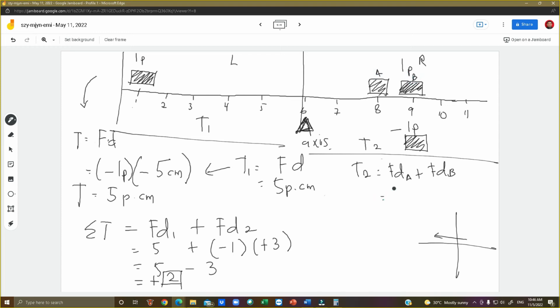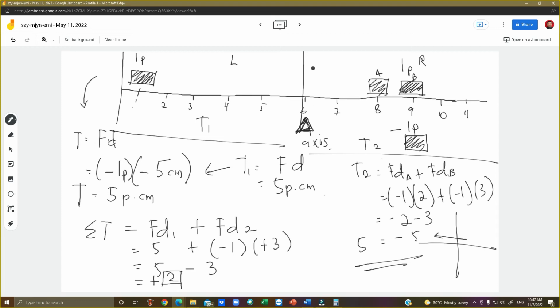So, FDA, F is negative 1. D dia 1, 2. 2. While FDB, F dia still negative 1. D dia 1, 2, 3. Now we have negative 2 tolak 3. We have negative 5 on the right hand side and on the left hand side, we have 5. Is it balanced out? Balance. Equilibrium. Center of gravity.